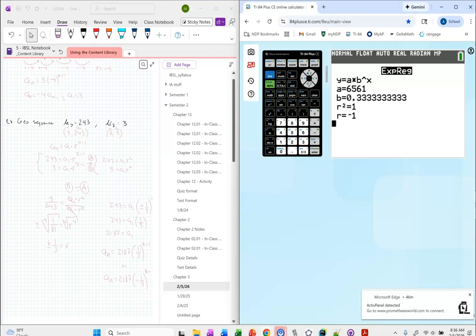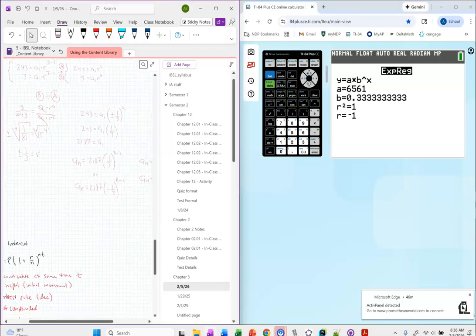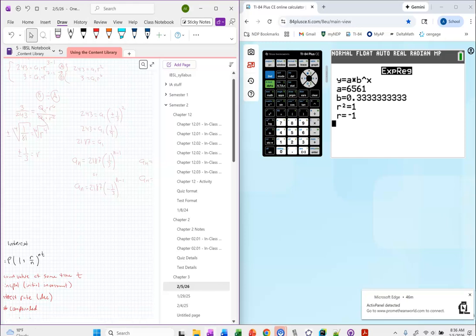Wait a minute, Mr. Kulik. That's not the A that you gave us. What's the deal? Is the calculator wrong? Were we wrong? What happened? So we're both right. Notice the form that the calculator is giving us. We would write this as A sub n equals 6561 times 1/3 to the n. Notice here, this is to the n minus 1. That's the difference. That's why the first number is different.